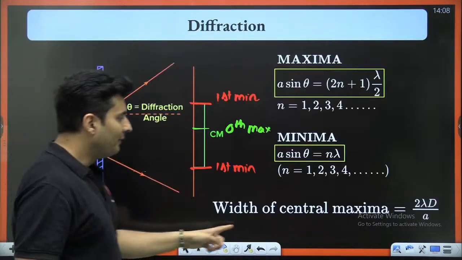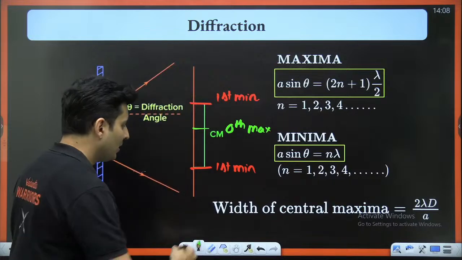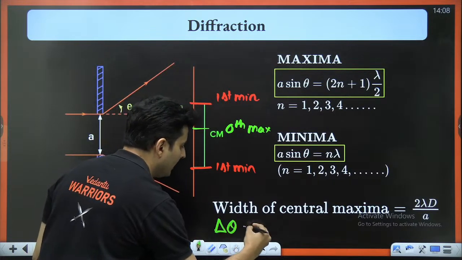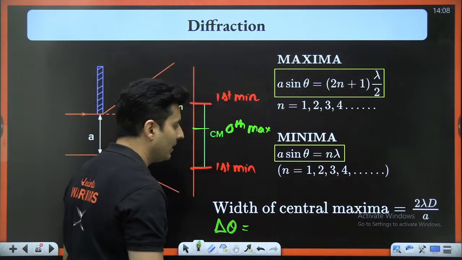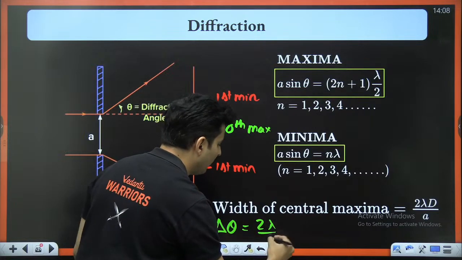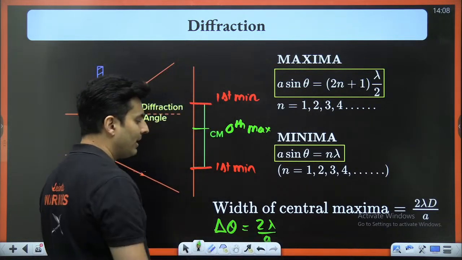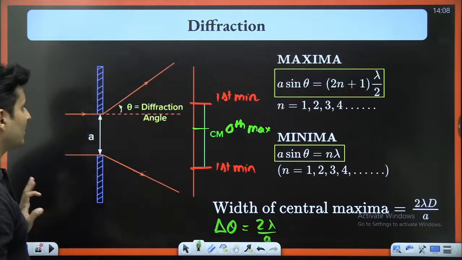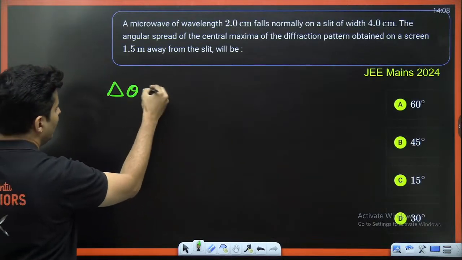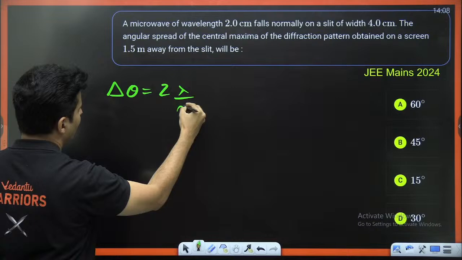See, the width of the central maxima is this much. If you talk about the angular width, you just divide it by capital D. So it just becomes 2 lambda by a. 2 lambda by a is the angular width. So that's all you had to use over here. Delta theta is 2 lambda by a.